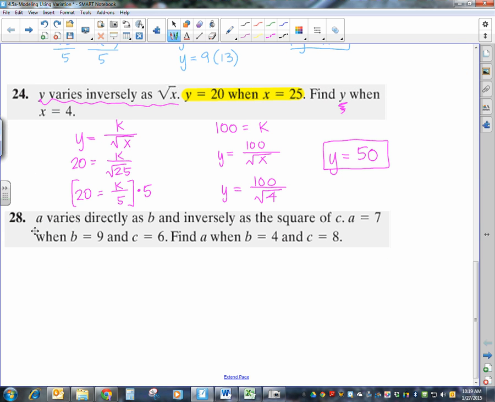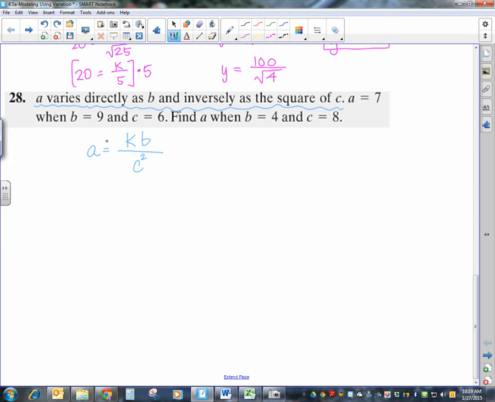All right, so we can combine and put both of those in the same equation, and this is what it looks like. It says a varies directly as b and inversely as the square of c. So I have directly and inversely in the same sentence. If I have inversely at all, I'm going to have a fraction. K is always on top. Directly, what comes after directly goes on top. What comes after inversely goes on bottom. It is the square of c.